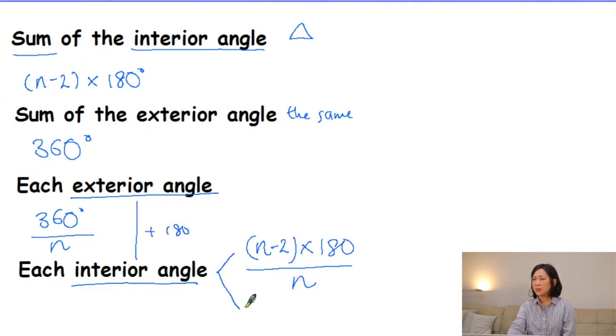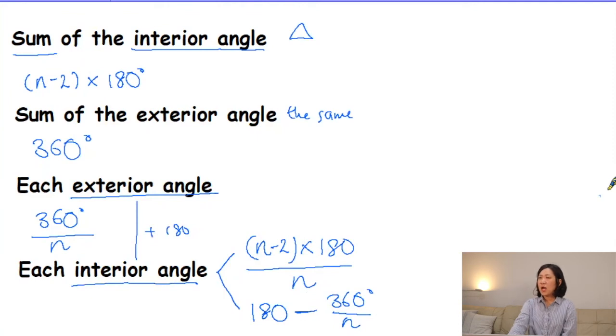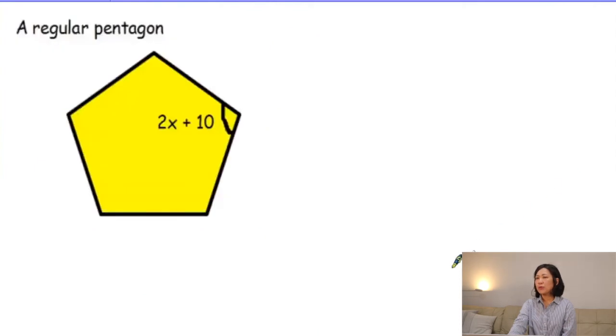Now use the supplementary angle. So 180 take away the exterior angle, right? If you know the exterior angle is 360 divided by n, then it's 180 take away that. So these are the four very important formulas regarding the interior and exterior angles. What we're going to do is use all four formulas to solve some simple questions.